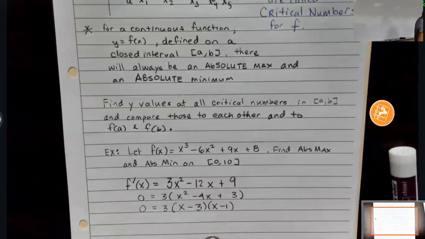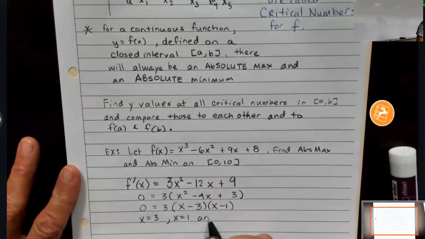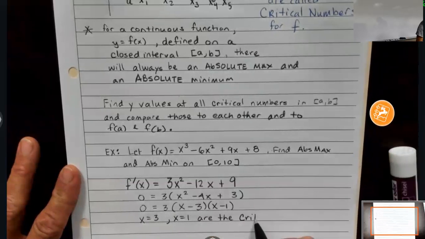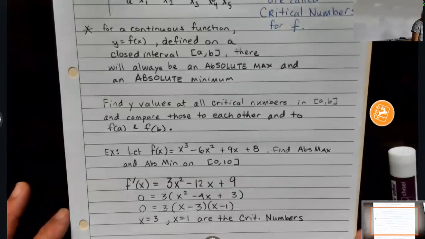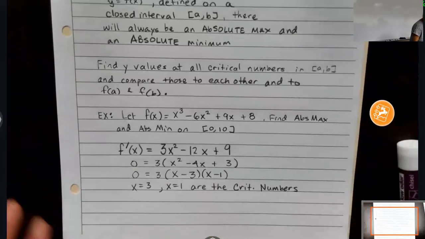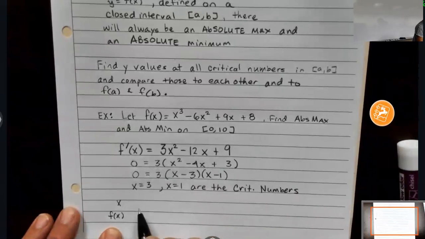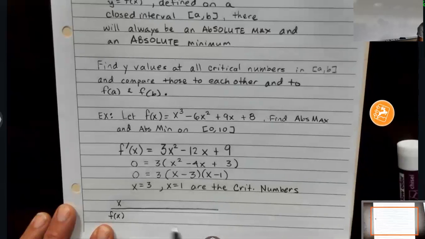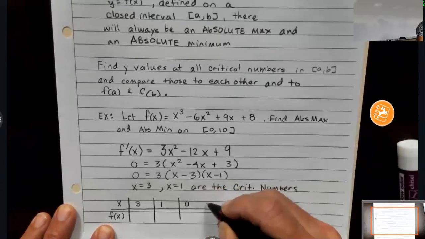And now when we set each factor equal to 0, we get two critical numbers. X is equal to 3 and x is equal to 1 are those. Both of those numbers lie between 0 and 10, so they're both keepers. We're going to find the y value now at 3, 1, 0, and 10. So let's just do that in table form here. I want to use those x's, and I'm going to plug them back into f. 3, 1, 0, and 10.